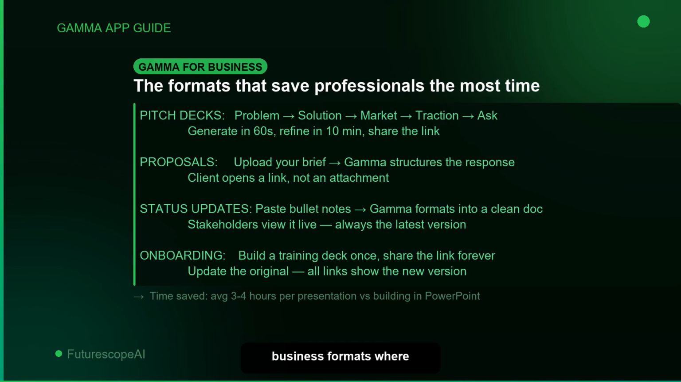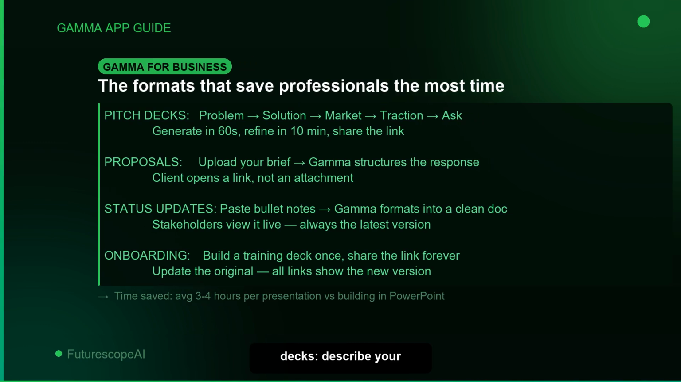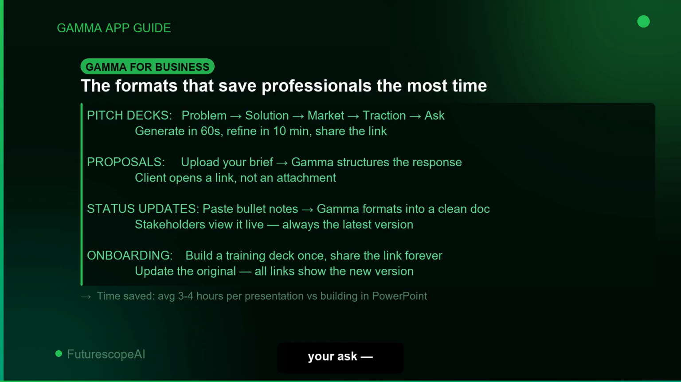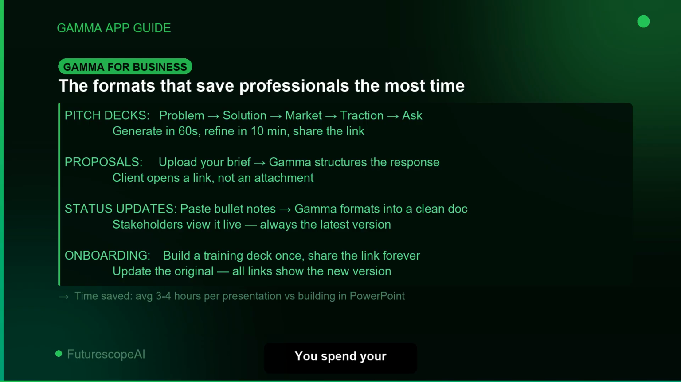Here are the business formats where Gamma saves the most time. Pitch decks, describe your company, your market, your ask. Gamma builds the standard investor structure in 60 seconds. You spend your time on the content, not the slides. Proposals, upload your client brief as a PDF, ask Gamma to generate a proposal response, and share the link directly. Your client opens a live web page, not an attachment they have to download.